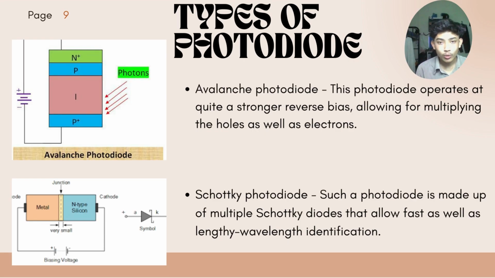The third photodiode is the avalanche photodiode. These photodiodes operate at quite a stronger reverse bias, allowing for multiplying the force as well as electrons. The last one is the Schottky photodiode. Such a photodiode is made up of multiple Schottky diodes that allow fast as well as selective wavelength identification.